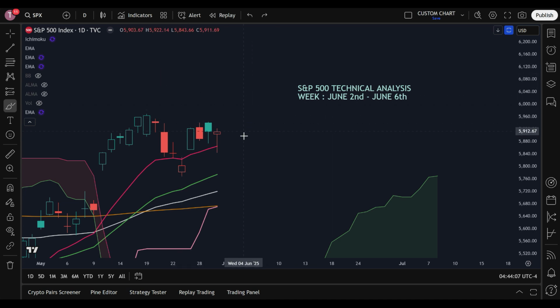Now let's talk about the technicals. Through the technicals the picture will be very much clear, especially the MACD.